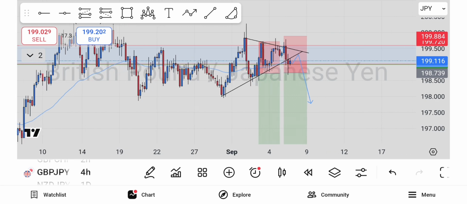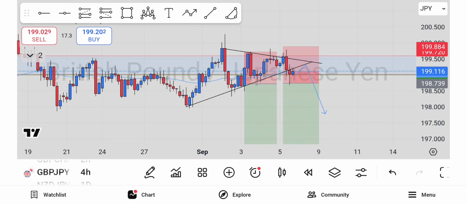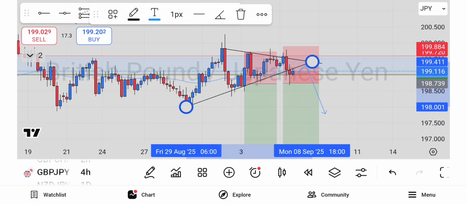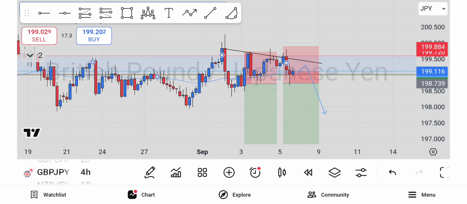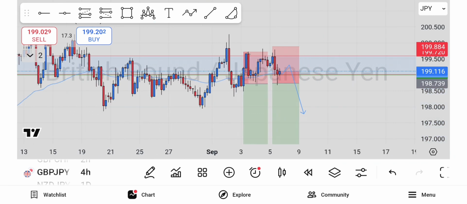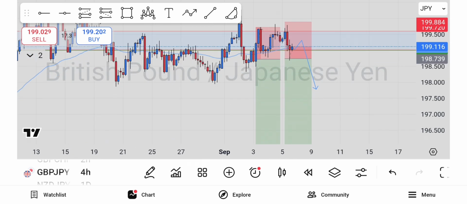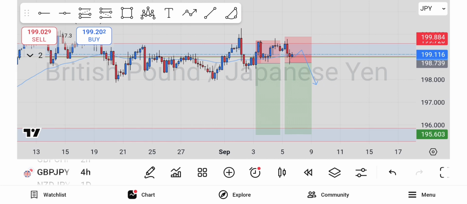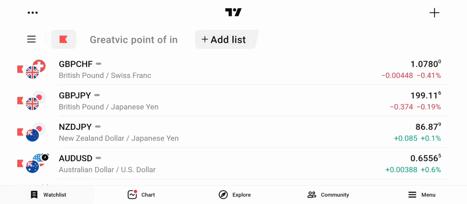This is a chart pattern that I saw, but we are not going to use that for now, so I'm just going to take it off. I'm also on the GBP JPY trade. We are expecting a little retracement, and then before the sell continues. Then let's go to NZD JPY.